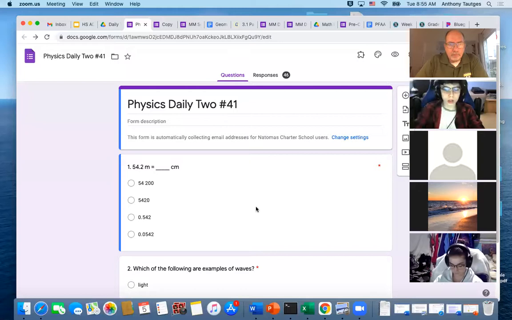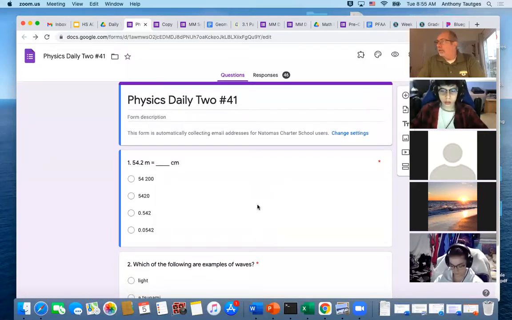All right, daily 2 number 41. Let's share the screen here. And it's this one. So 54.2 meters is equal to how many centimeters?